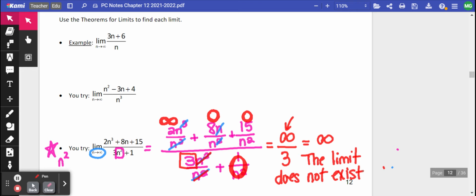So you just did a limit. You just took a limit, your first one ever. Now let's go ahead and look at the previous two problems. So we'll just work backwards. We'll go to this one. We're going to do the same thing.